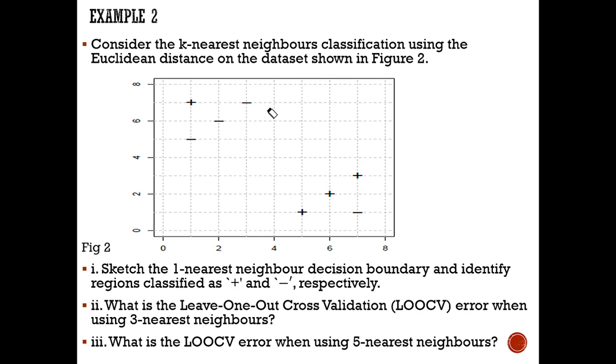The next example says, consider the K nearest neighbors classification using the Euclidean distance on the data set shown in figure 2. Look at this data displayed here. 1. Sketch the one nearest neighbor decision boundary and identify the regions classified as plus and minus respectively. 2. What is the LOOCV error when using 3 nearest neighbors? 3. What is the LOOCV error when using 5 nearest neighbors? So let's look at the solution.